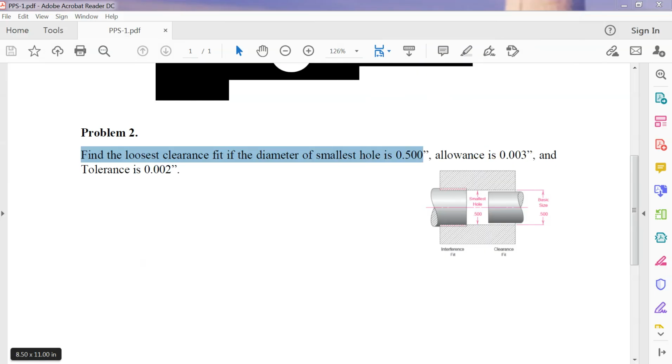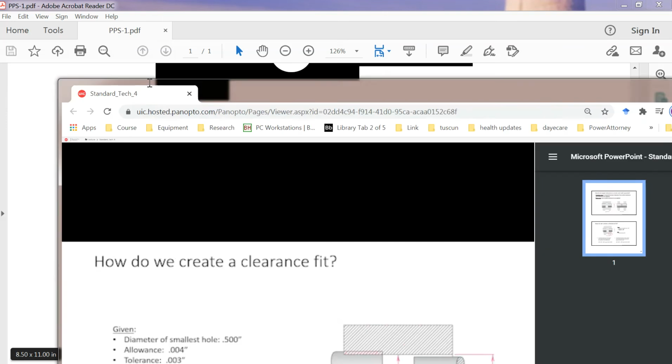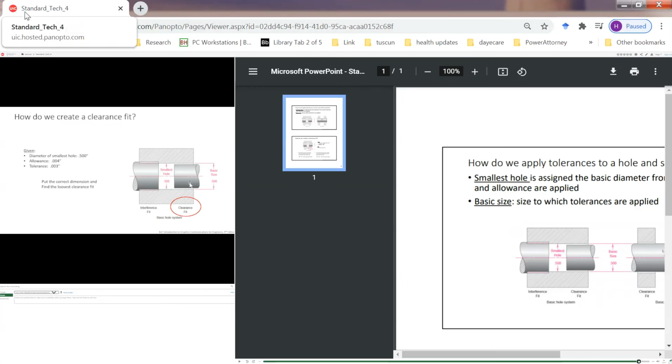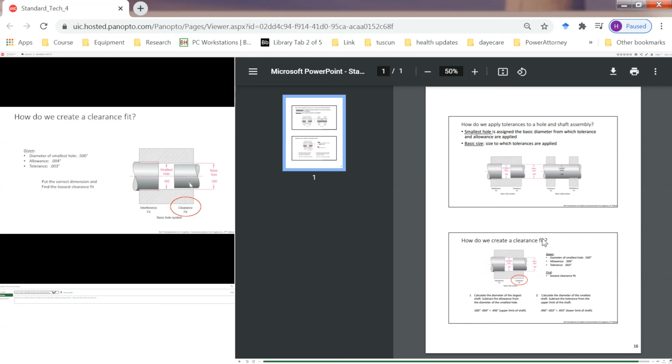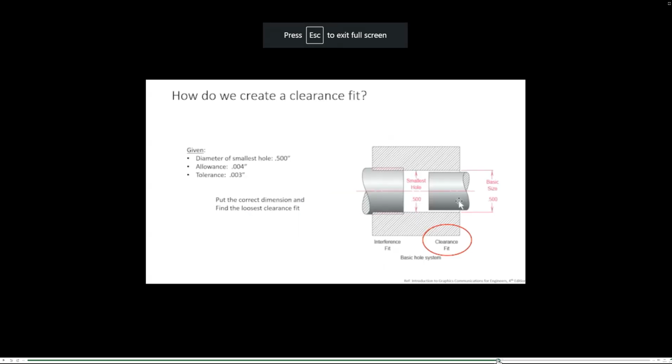Now the videos to solve problem number 2 appear in the Panopto sets as standard_tech_4, and here, if you see, the handout basically gives the problem statement, and the problem statement is fully discussed in this video, and all the details that are necessary to solve this problem are given.